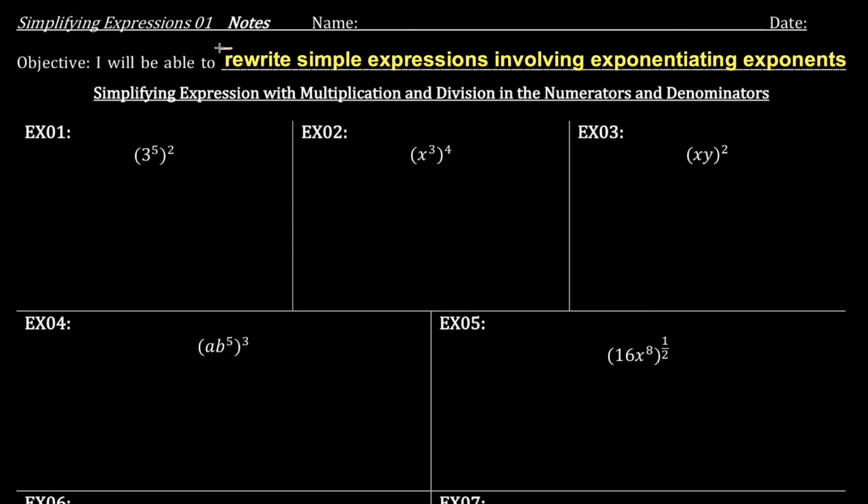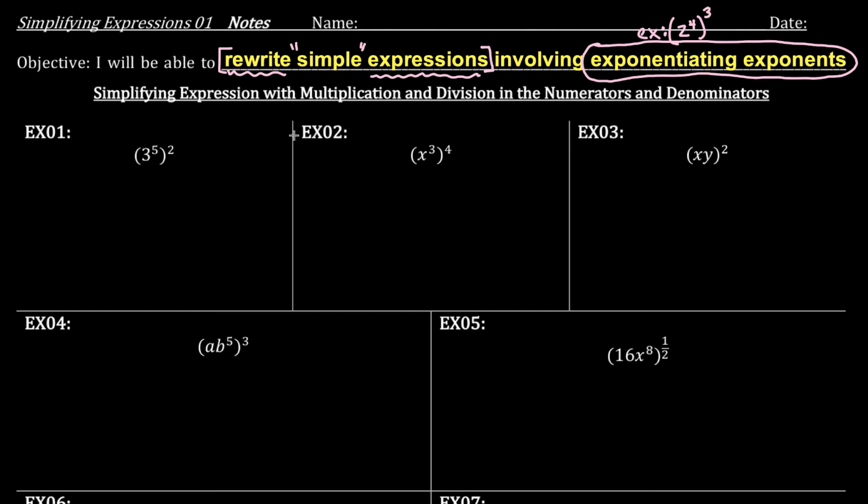All right, so in this lesson, we will rewrite simple expressions. I only say simple because these expressions will get more complicated as we go. So rewrite simple expressions that involve exponentiating exponents. This means using an exponent on an exponent. For example, 2 to the 4th power to the 3rd power, if that makes sense.